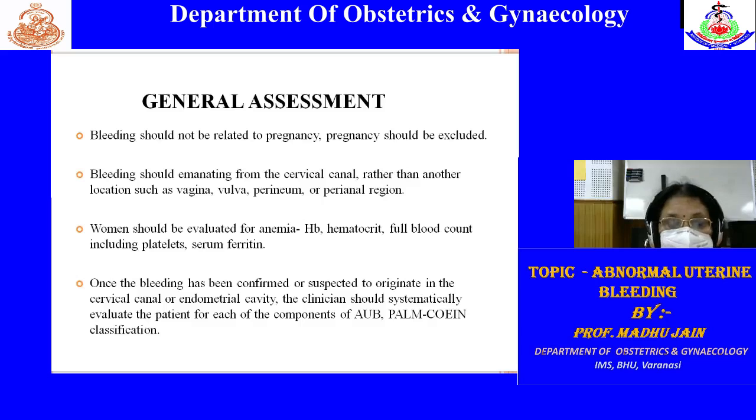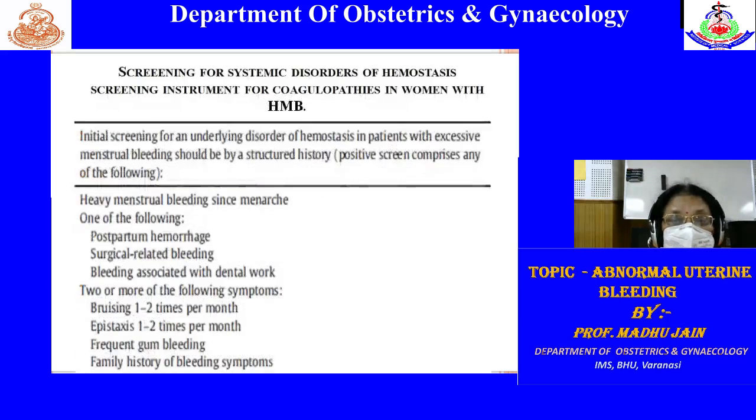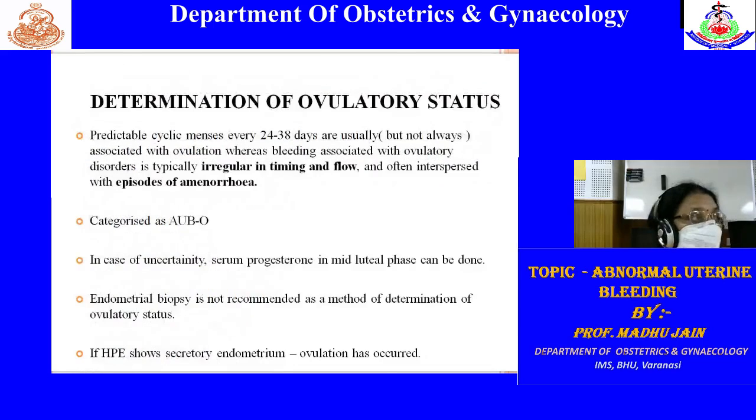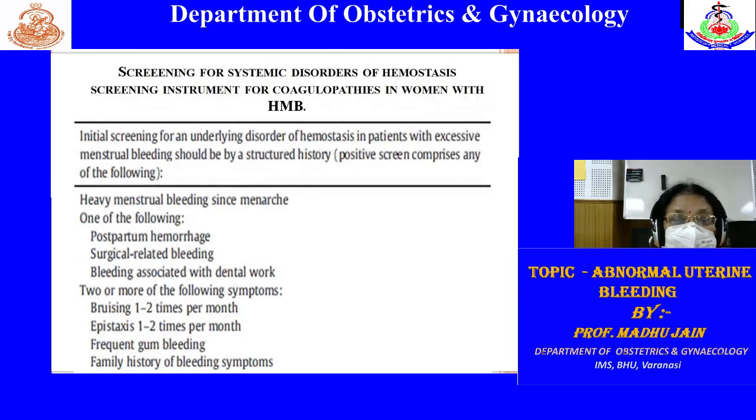So after the general assessment, we take a proper history to exclude von Willebrand disease, to find out whether it is a bleeding disorder or not. If heavy bleeding is presenting since menarche, with one of the following: postpartum hemorrhage, surgically treated bleeding, bleeding associated with dental work, or two or more of the following symptoms: bruising 1-2 times per month, epistaxis 1-2 times per month, frequent gum bleeding, family history of bleeding symptoms, then you should suspect von Willebrand disease.